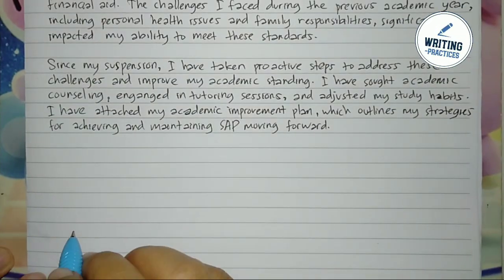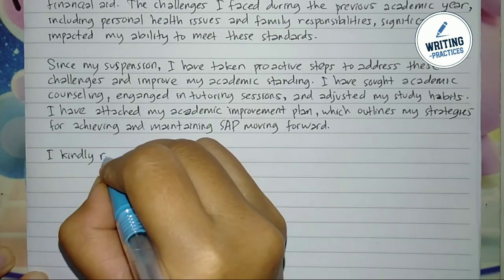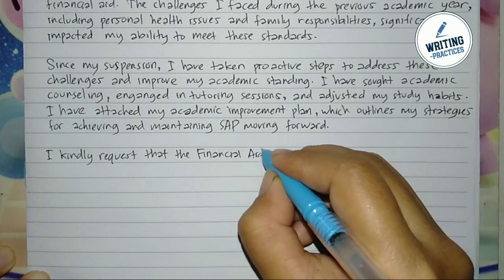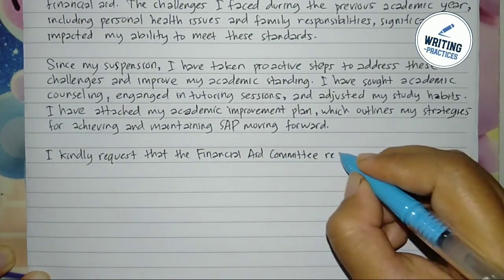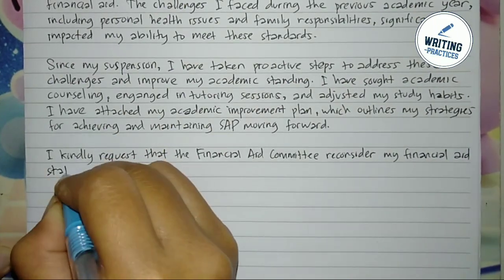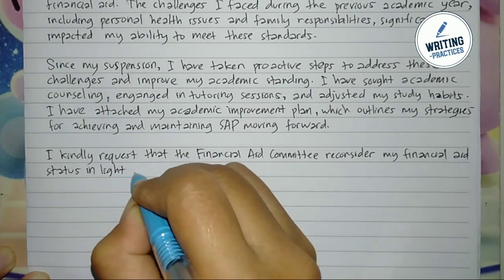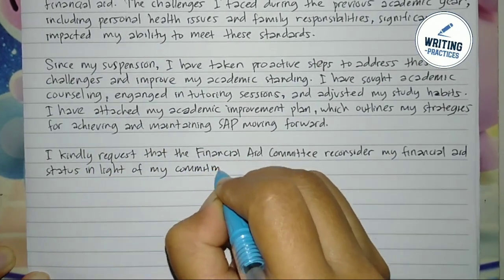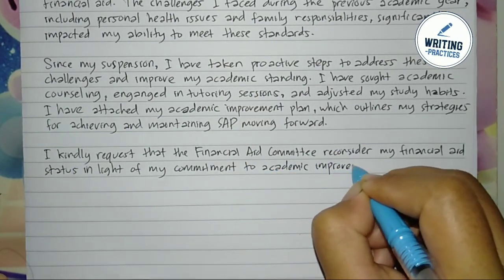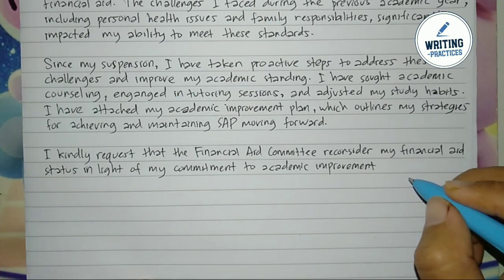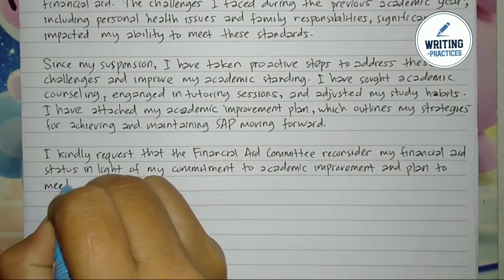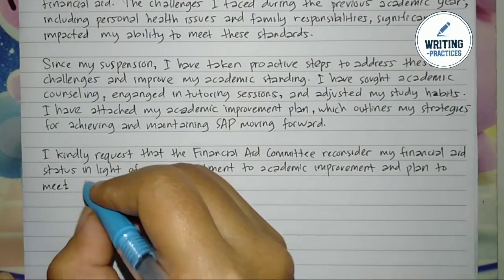After convincing the recipient that you can overcome your internal problems and fix your academic performance after the suspension, now is the right time to tell your request. Yes, you want to get your financial aid back. So you have to ask politely. For example, you can write, "I kindly request that the Financial Aid Committee reconsider my financial aid status in light of my commitment to academic improvement and my plan to meet SAP standards in the upcoming academic year."